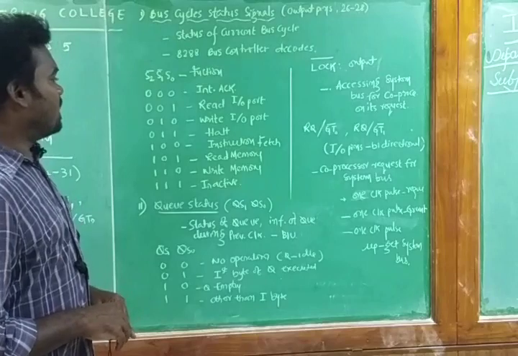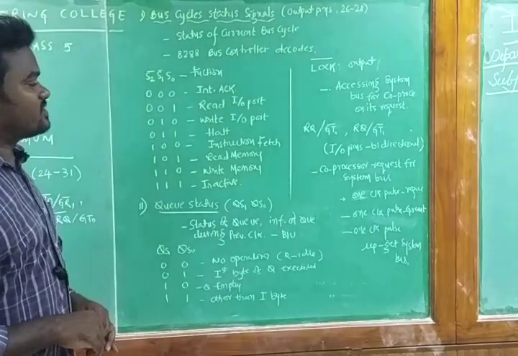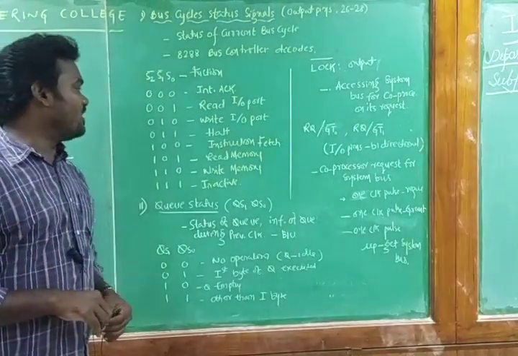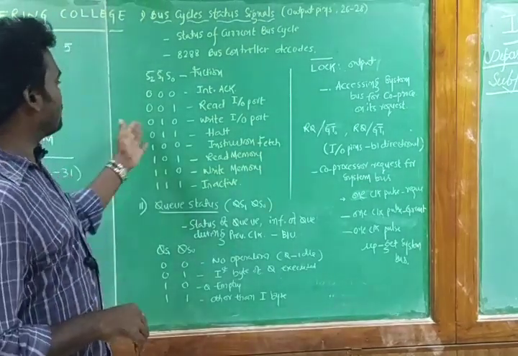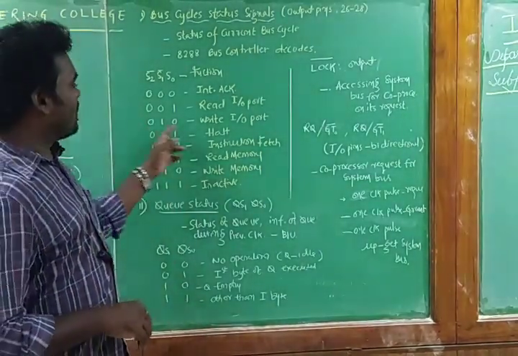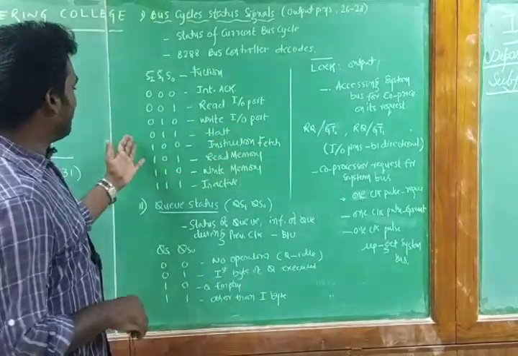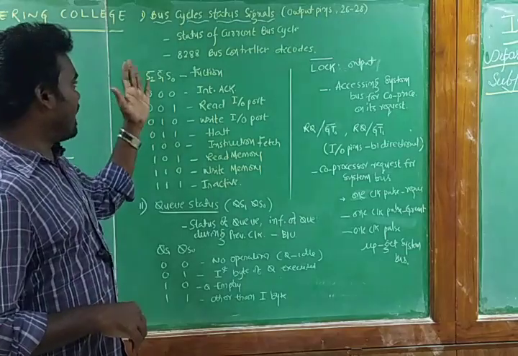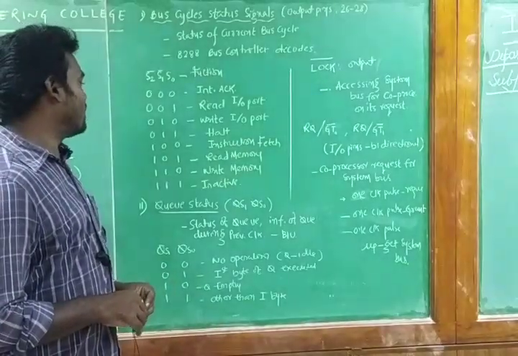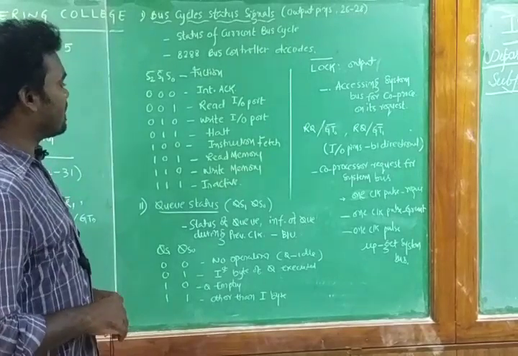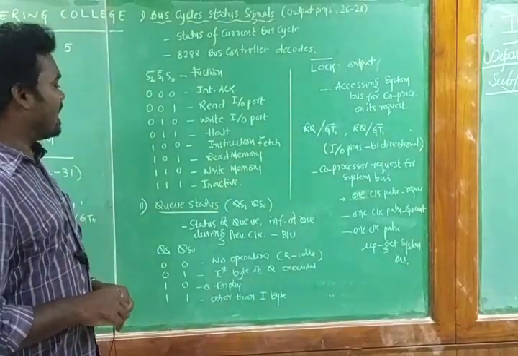Coming to the second combination of these bus cycle status signals, 001 indicates the read operation from the input output devices. That means data can be read from the input output port. The next one is 010, that is a write operation to the input output port, and 011 indicates the halt operation.